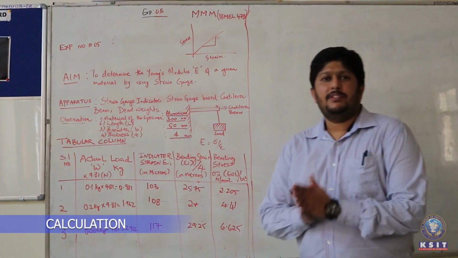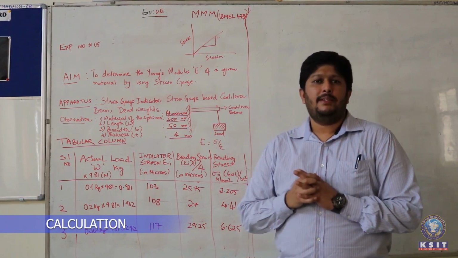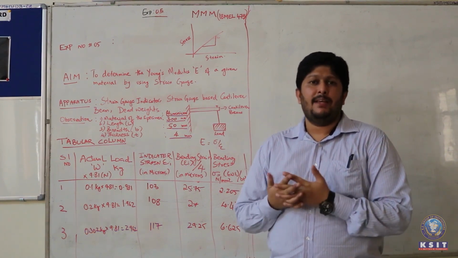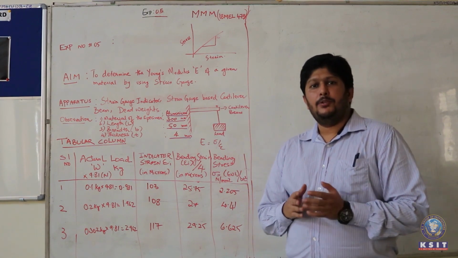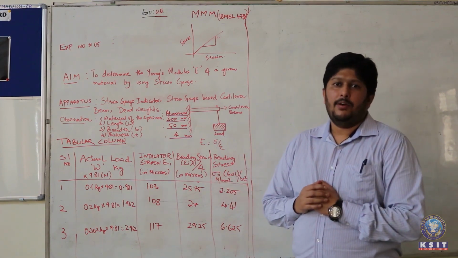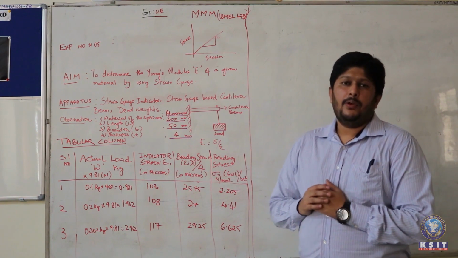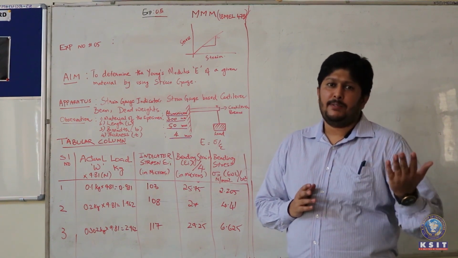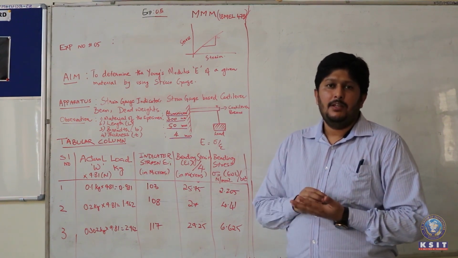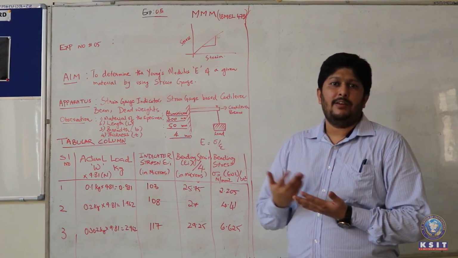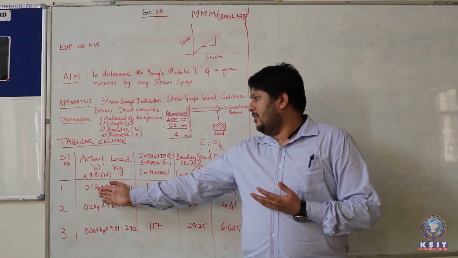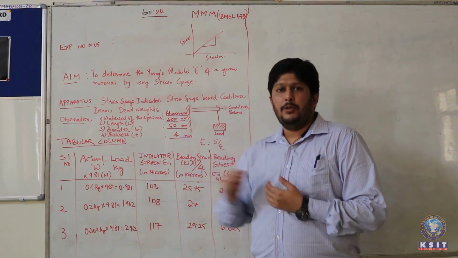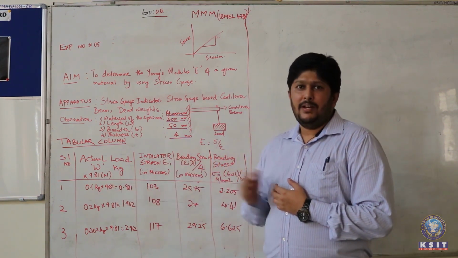Okay, we just saw how to set up the experiment and how to take the values. So now we are going to substitute those values into the tabular column. It is pretty straightforward. What we did in the experimental setup was we added weights in increments of 100 grams. So we are going to convert 100 grams into kgs, and convert it into newtons. Okay, so it's pretty straightforward.